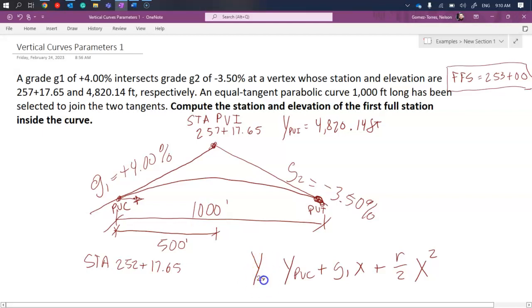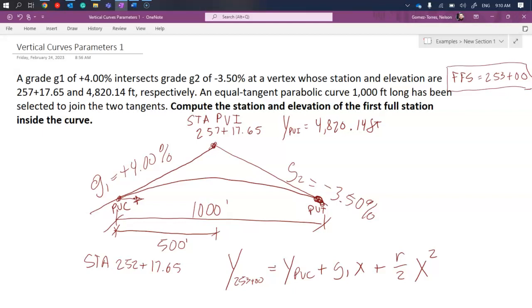That will be the elevation at station 253 plus 00. That's what I want. I need the elevation of PVC. I don't have the elevation of PVC immediately available, but I can calculate that.